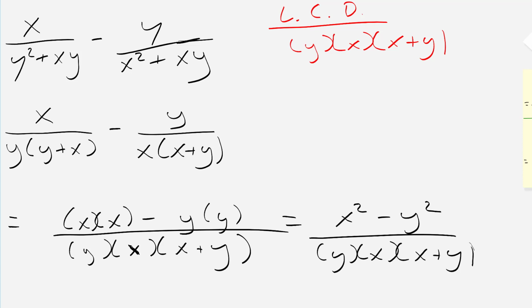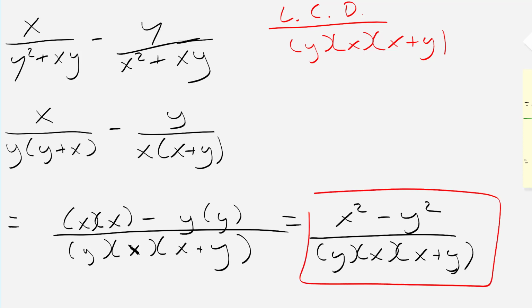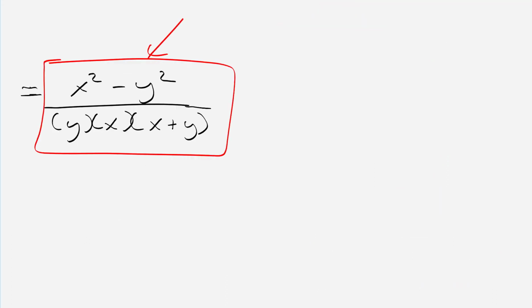Now, we are still not finished, however, right? What we have to do is simplify it. So what we're going to do is have a look, can this be simplified? And if you look at the top, definitely can be simplified by the difference of two squares. We're going to take this onto the next page and simplify it a little bit further.